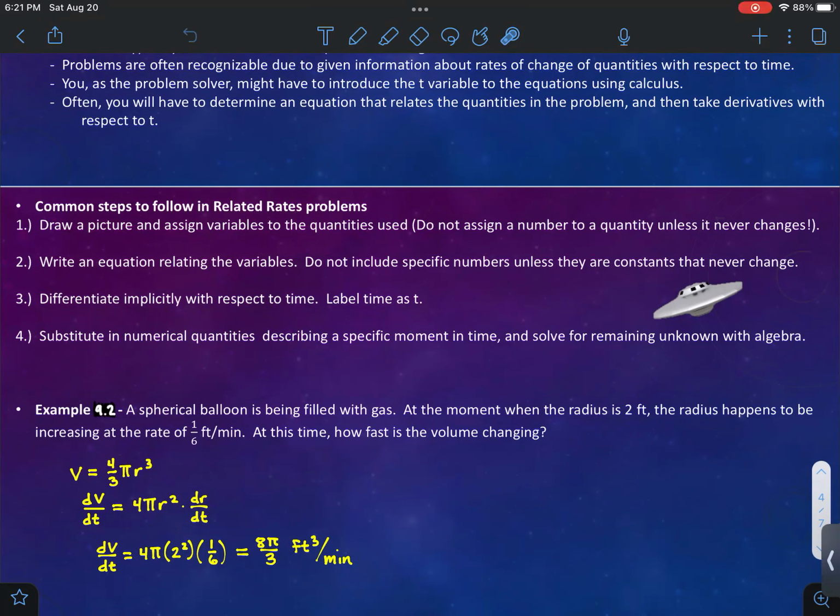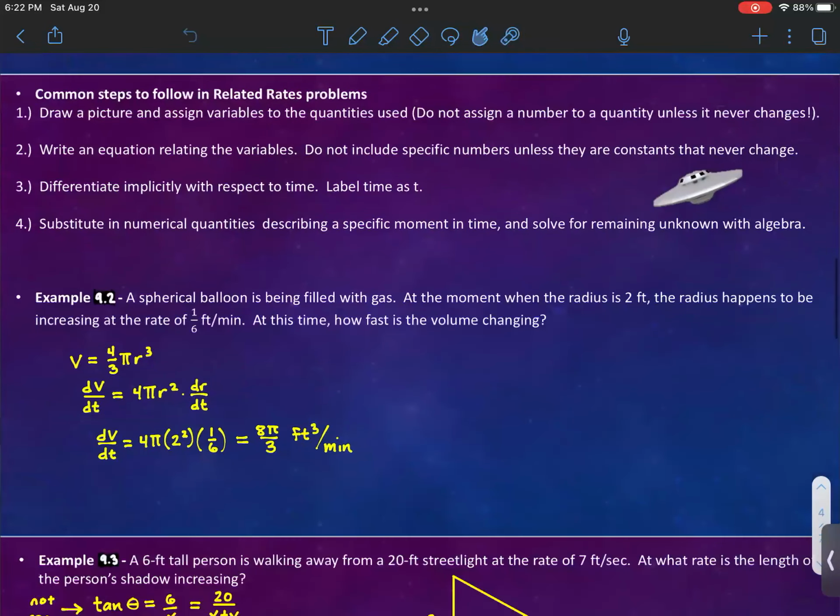All right, write your equation that relates these changing variables. Again, don't include specific numbers unless they're constant. Then we differentiate implicitly using t for time. Then after you're done with the differentiation, done with the calculus stuff, only then can you start subbing in specific values for your different variables that might be referenced in the problem.